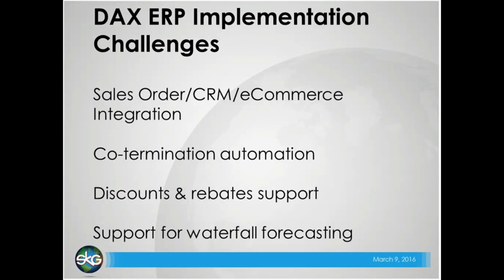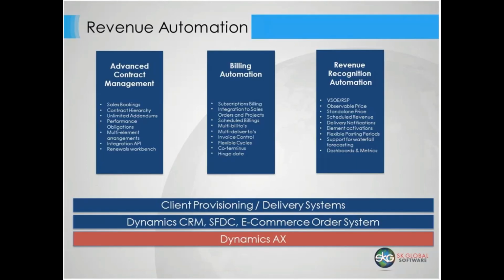You might have to deal with things like co-termination. Again, we talked about that a minute ago, where if you have multiple contracts with a customer, you may want to consolidate those contracts and then have a renewal date that lines up, the same anniversary date. You may need to be able to support discounts or rebates and you most likely will need to support some kind of forecasting as well. So these are all challenges that we would see that would be pretty typical with an implementation of AX.